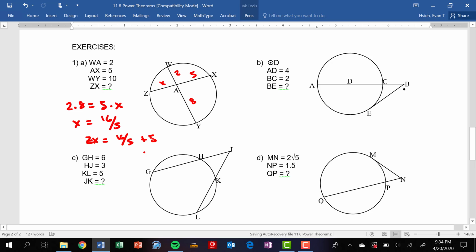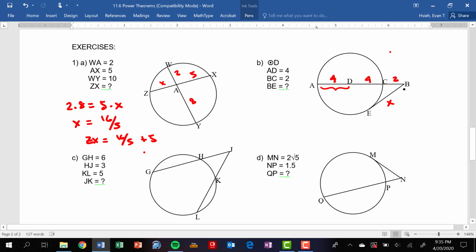Letter B, let's give that a try. So AD is 4, BC is 2, and BE is, we'll call it X. If AD is 4, we know this is also 4 here. So I'm going to do the sunshine thing here.